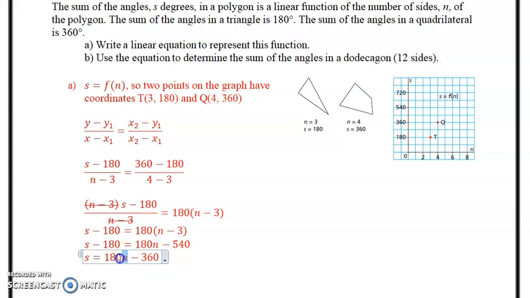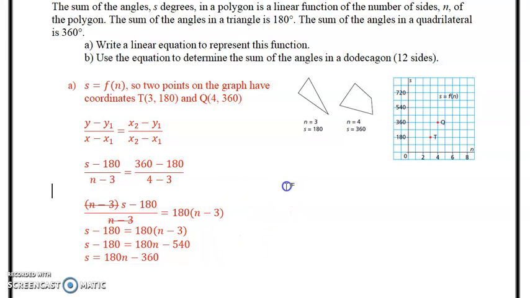There's a domain here: that n value can't be less than 3, because you can't have a polygon with two sides, right? So n has to be greater than or equal to 3, and it has to be an element of the whole numbers, or integers, or natural numbers to be more specific. So there's your equation, okay? You have to be careful there.